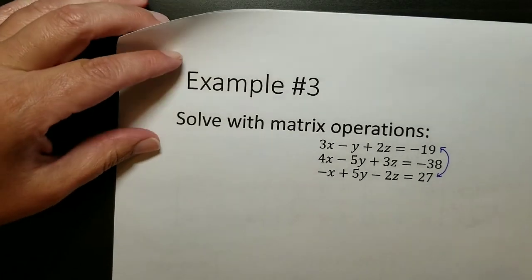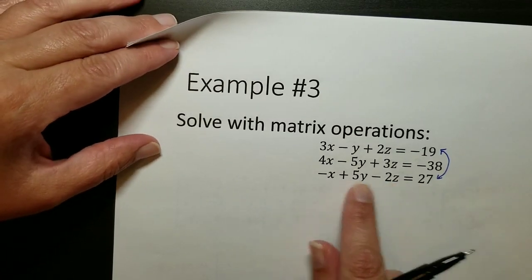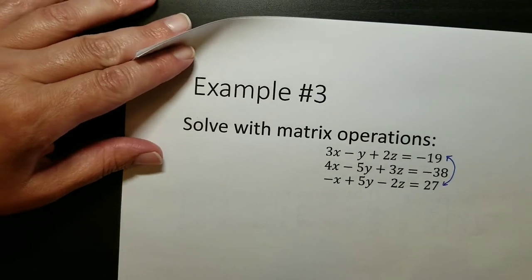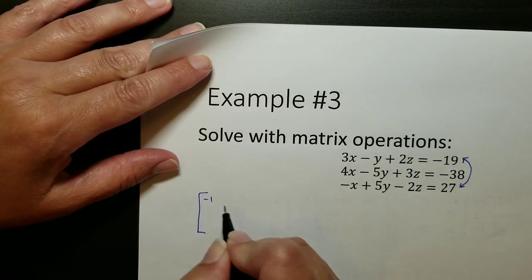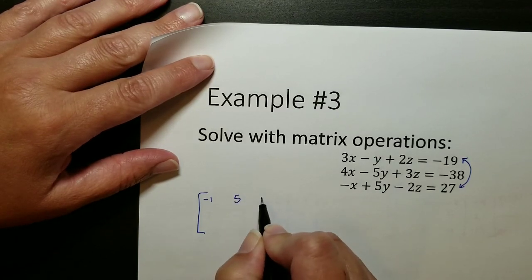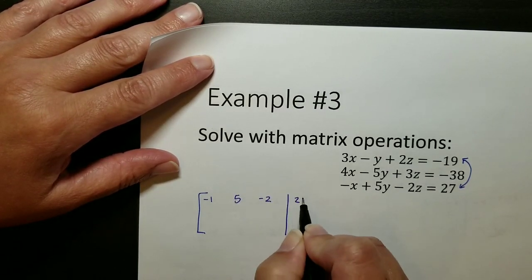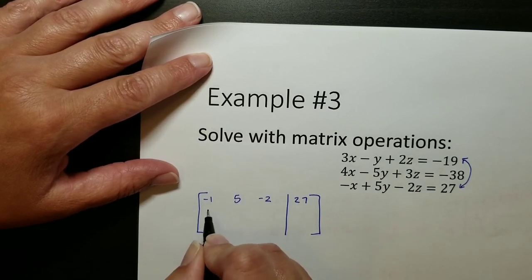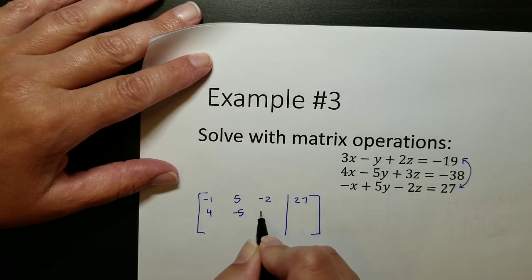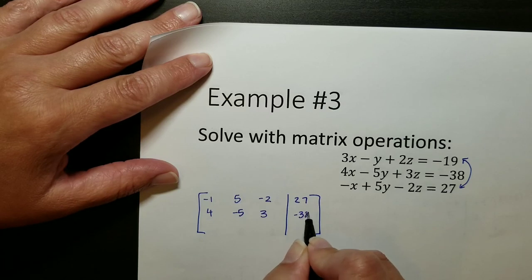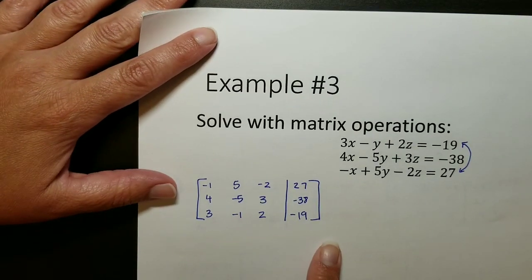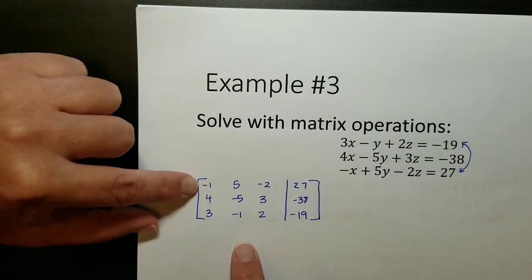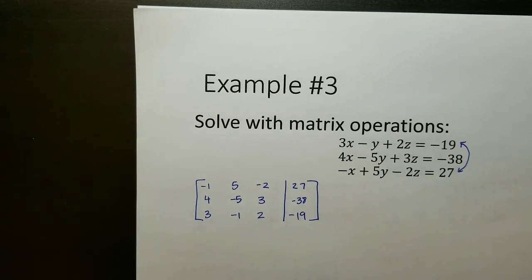When I'm putting these in the matrix, I'm just going to swap those into the opposite order. So here I'm going to do negative 1, 5, negative 2, 27, and 4, negative 5, 3, negative 38, and 3, negative 1, 2, negative 19. So as you can see right off the bat, I'm just kind of planning a bit ahead for that first one.